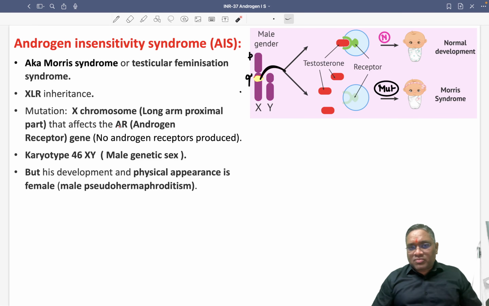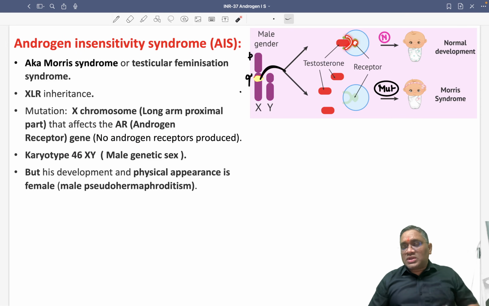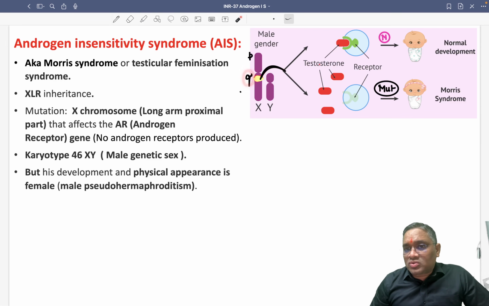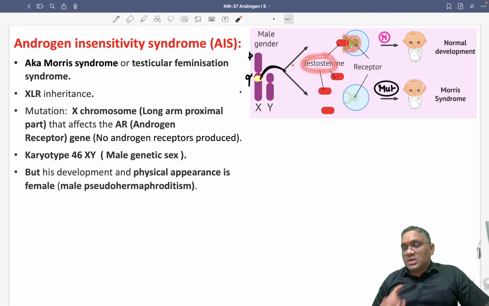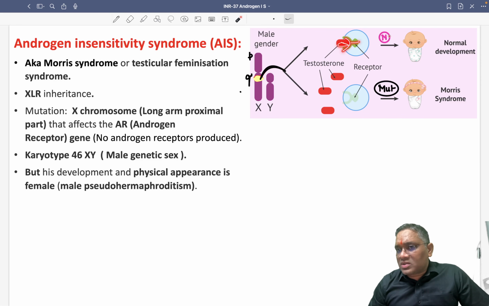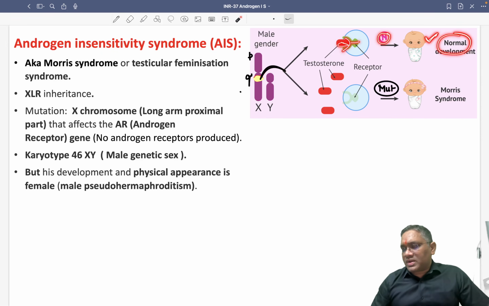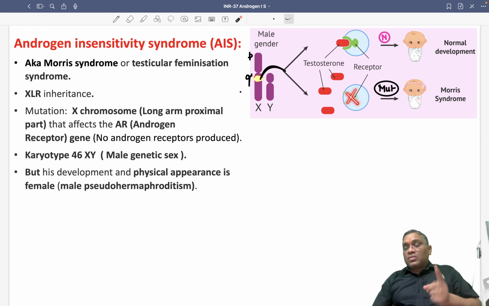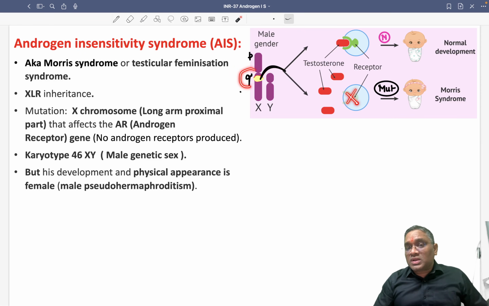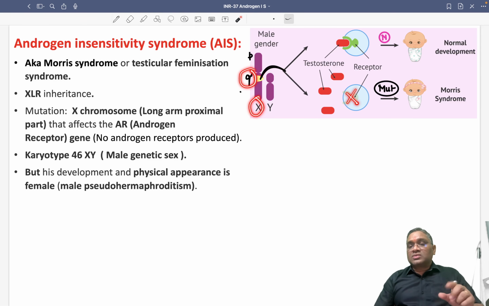So what is their mutation? Here the mutation will be affecting the androgen receptor gene. See, this is the androgen receptor gene. Androgen receptor gene is getting mutated, then what will happen? There will be no androgen receptor produced. Normally this long arm of the X chromosome produces the androgen receptor, and this androgen receptor is for testosterone, right? So they combine with testosterone under normal conditions, and there will be normal baby development, right? But in androgen insensitivity syndrome, that receptor is not expressed. Now you can see why this receptor has not been expressed, because of the mutation in the long arm of the X chromosome, right? So the androgen receptor was mutant.